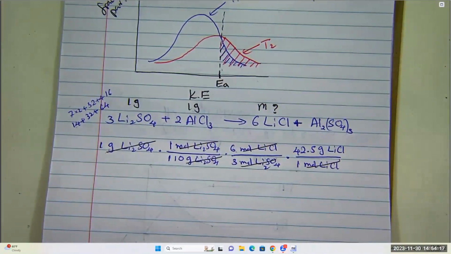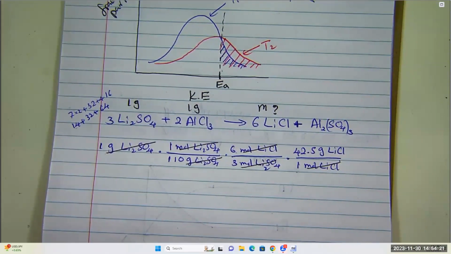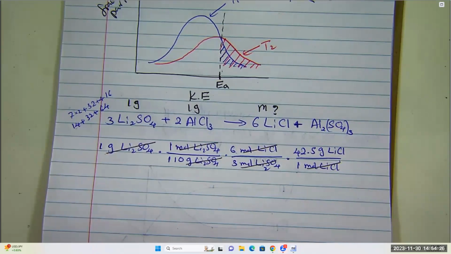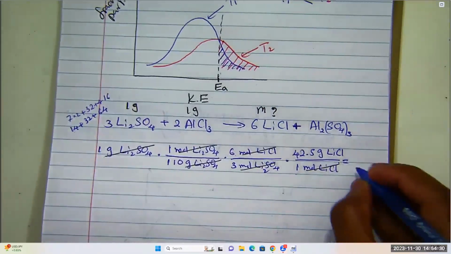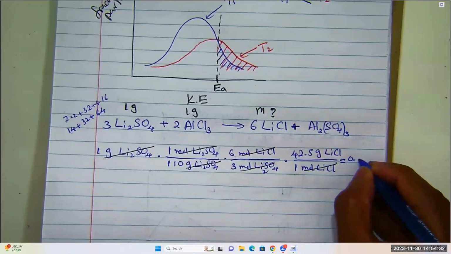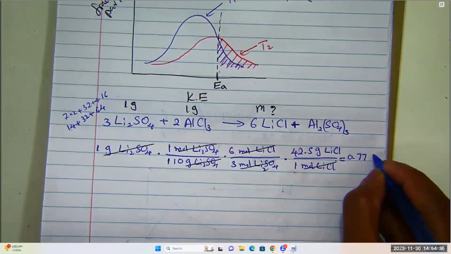Can you plug these numbers into a calculator and chug it? And let me know the answer. Plug and chug. What did you get? 0.77. Okay. So I heard that you are going to get 0.77. Is that right? All right. 0.77 grams for this.